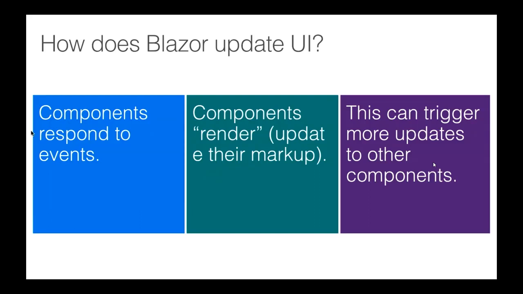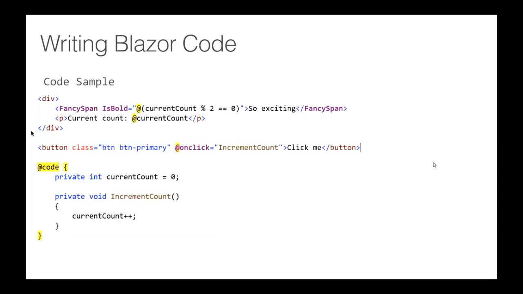The other thing that we learn about a render is that a render can trigger updates to other components. So in this case, we need to update both the counter page, which is this page, as well as our fancy span. And the way that actually works is because the parameter value of our fancy span has changed, because the current count has changed, so is bold is going to go from true to false, and back again.